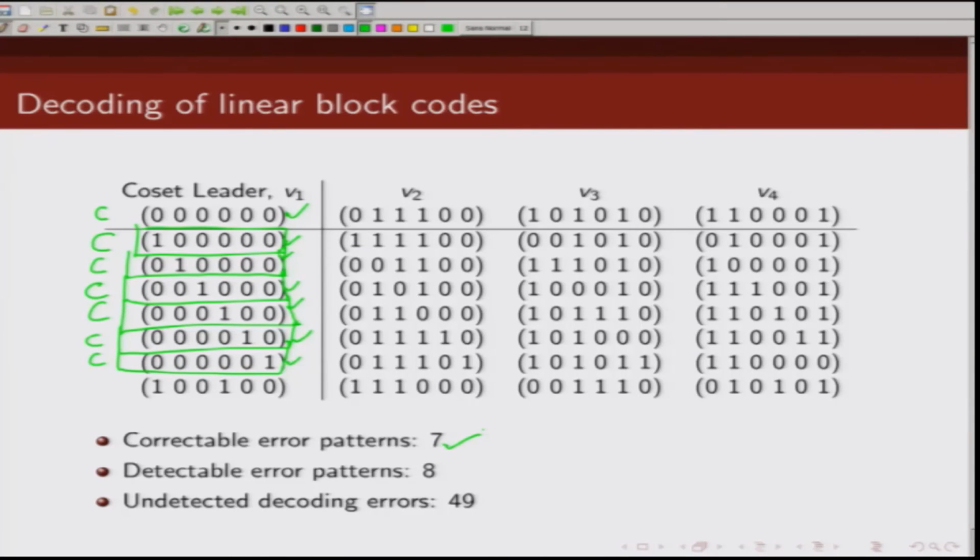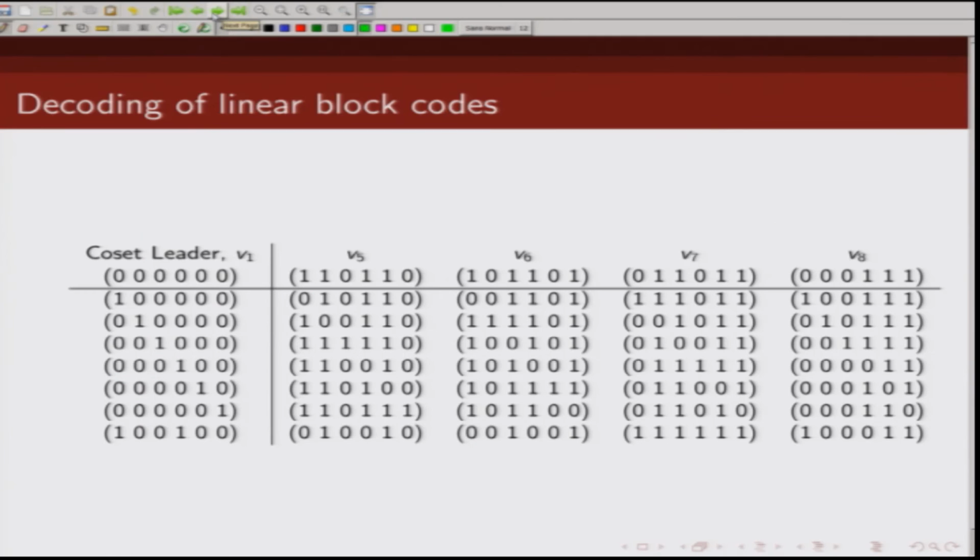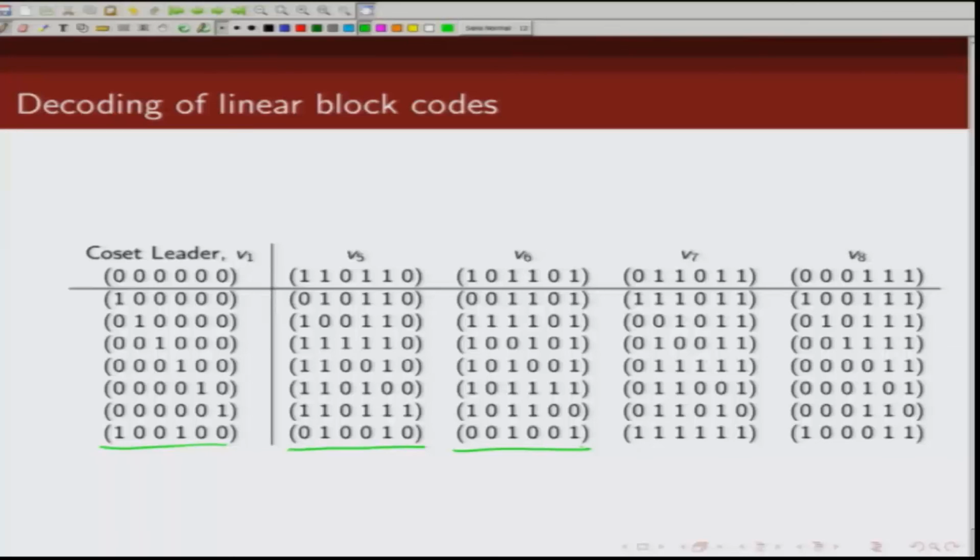Now, what happens here? This error pattern has weight 2. This has 3, this has 3, this has 3. Oh, this has 2. So, this has 2, this also has 2, this also has 2. So, in this last row, my coset leader is no longer the error pattern with lowest Hamming weight. There are 2 other error patterns which also have Hamming weight 2.